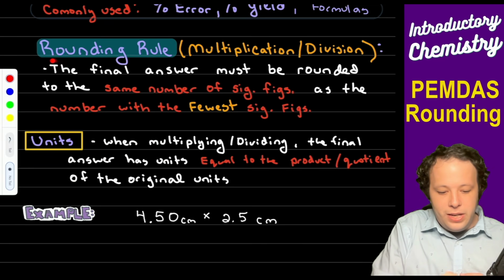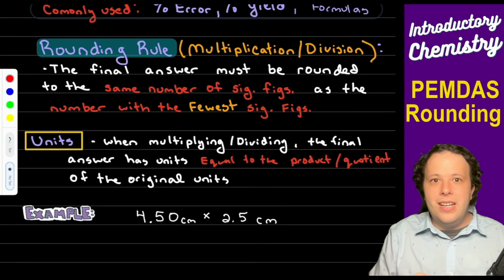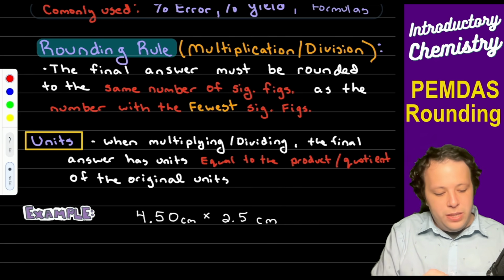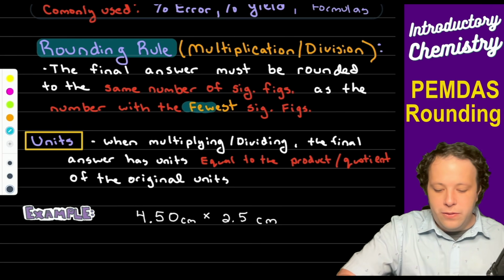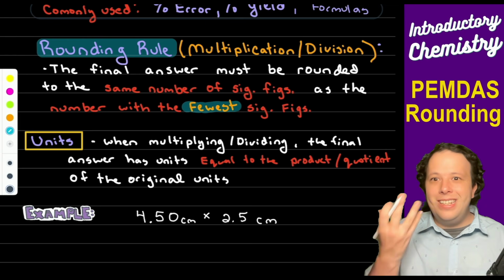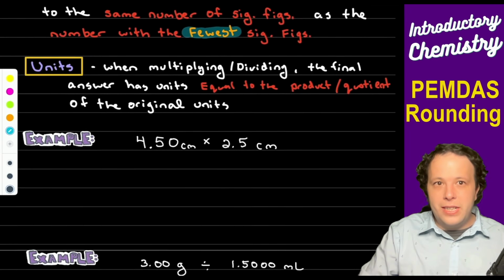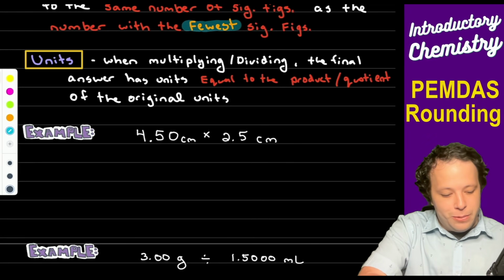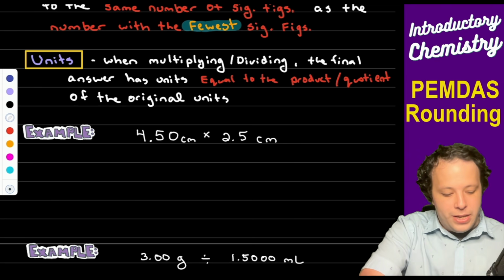When we are going through here, the idea is that with multiplication and division, the final answer must be rounded to the same number of sig figs as the number with the fewest sig figs. So we need to always figure out what the fewest number of sig figs is. Multiplication and division is the easier of the two rules. So when we are looking for this, if I have this example down here, we have 4.50, which, if you remember how to count those sig figs, right?